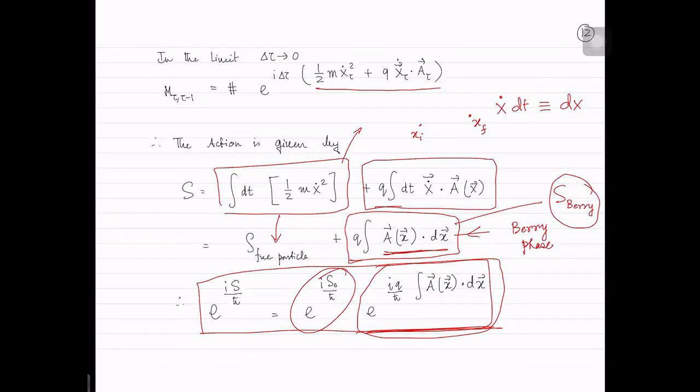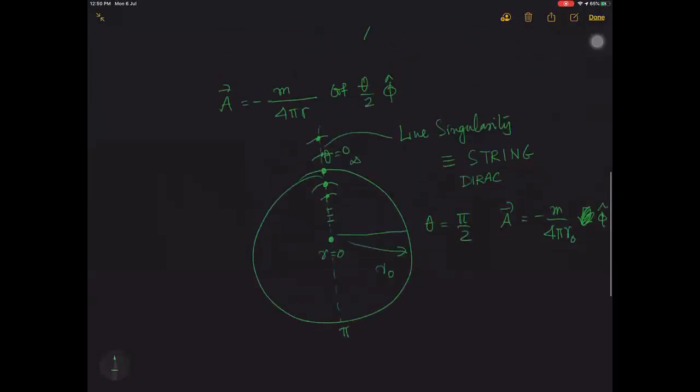For example, if I take a path which crosses this north pole. Suppose I take, let's see if I can write this. Here is the point. If I take a path which crosses this, say this is I, this is F, and it crosses this line, then of course the integral blows up.